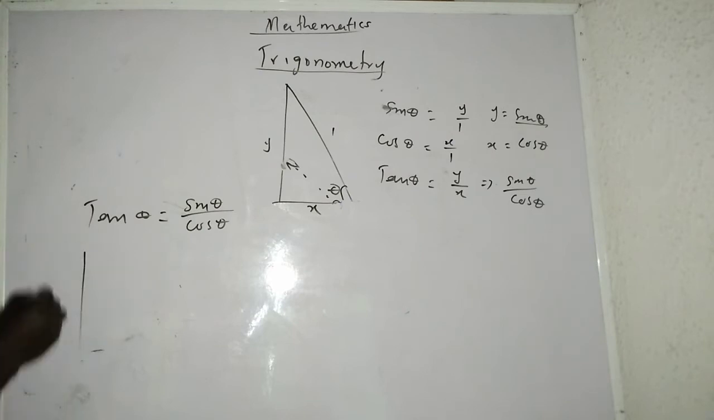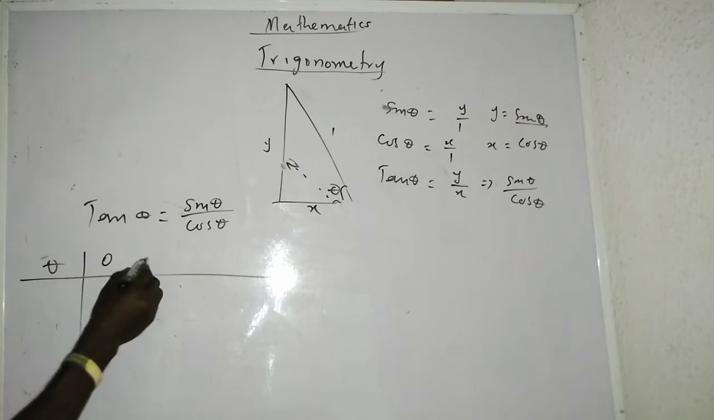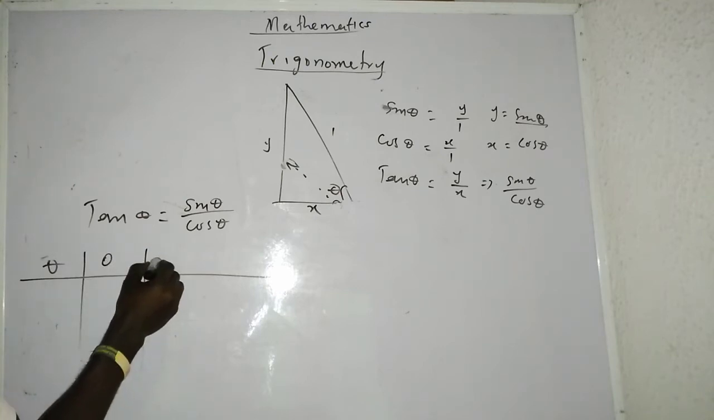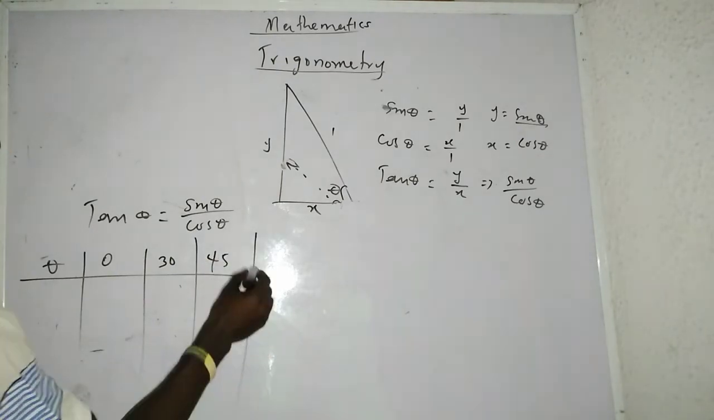Now, if I should work on their special angles, I have theta as 0, 30, 45, and 60.